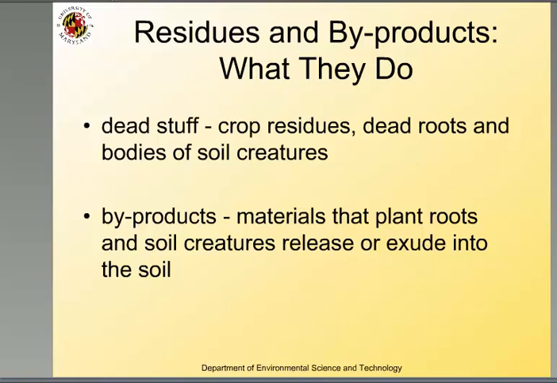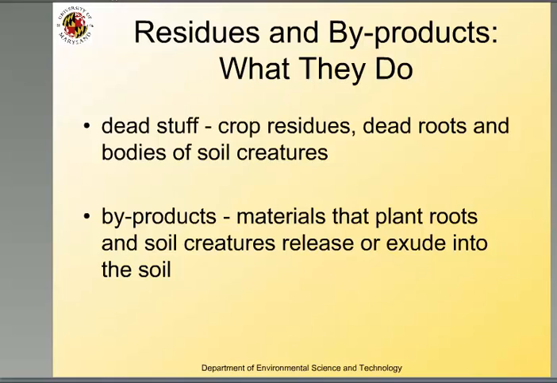It could be the bodies of soil creatures whose lifespans are over. And then there's the byproducts. These are materials that plant roots and soil creatures release or exude into the soil as part of life. Now, I like to say it's sort of like sweating, but it's actually much more complicated than that. But we exude stuff too. Stuff comes out of our skin. Well, it comes out of roots and soil creatures' bodies too.